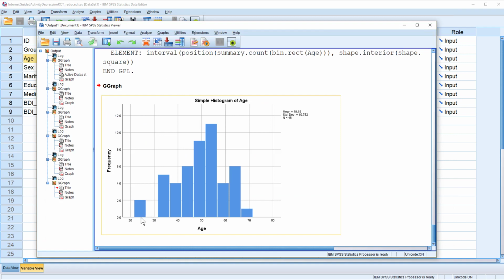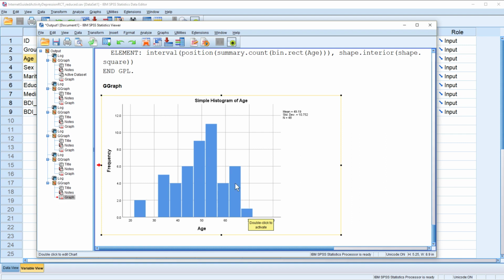So we have people, and you'll often find with age distribution there's a cutting off at 18, and that's just because for ethical reasons most studies will restrict themselves to adults, but we didn't have any that young. So we're going from around 22 or something, all the way up to 70. So that's quite an age distribution there.